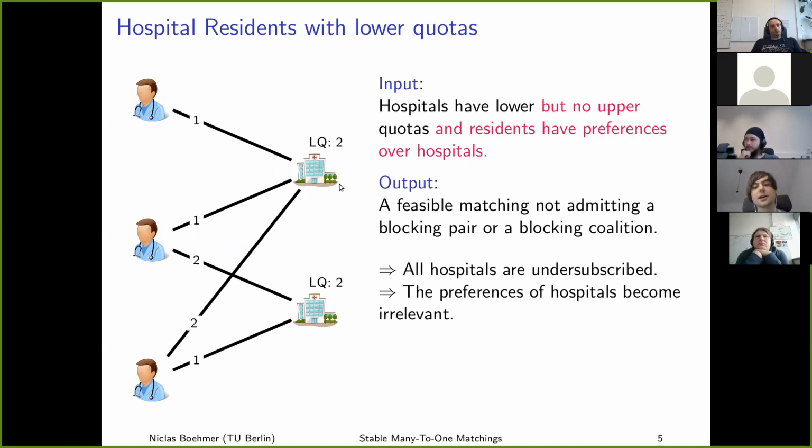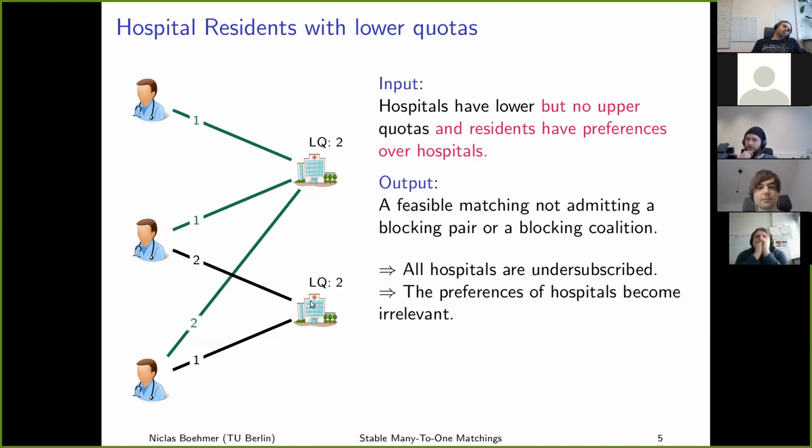And now, motivated by this observation, there's a natural third model. For example, this here now is a stable matching, because blocking pairs cannot exist, since there exists no open hospital except the first one, and there is also no blocking coalition to open the second hospital, because the second resident prefers the first hospital to the second hospital.